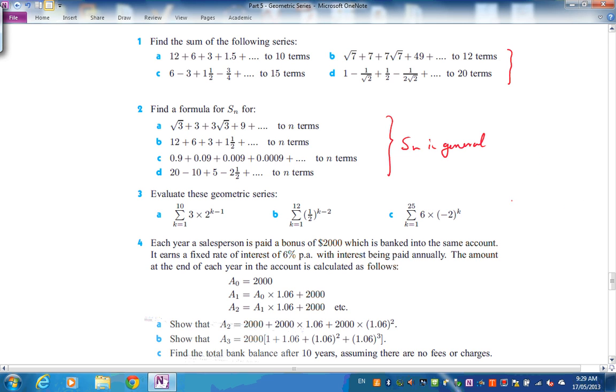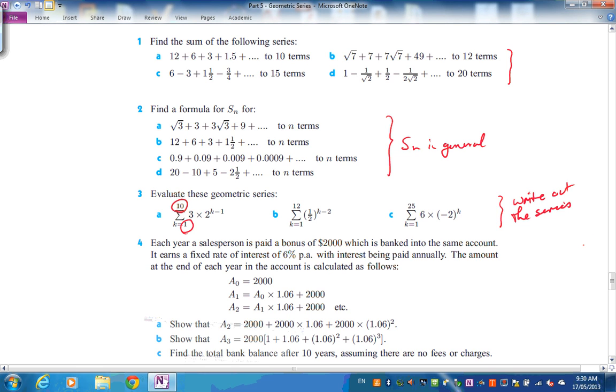Evaluate these geometric series. Do you understand the sigma? So write out the series using the idea of that sigma notation. It tells you when to start and when to finish. Okay, so start writing those terms out, and then once you've got the hang of it, sum them up. Just check that they are geometric.